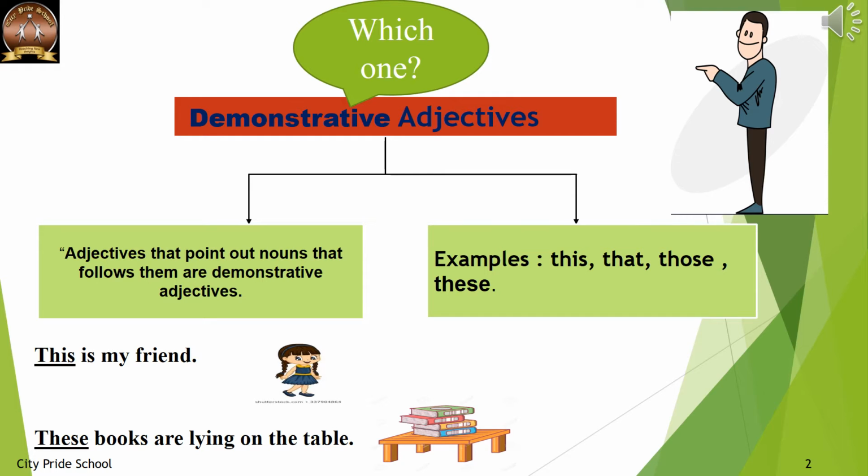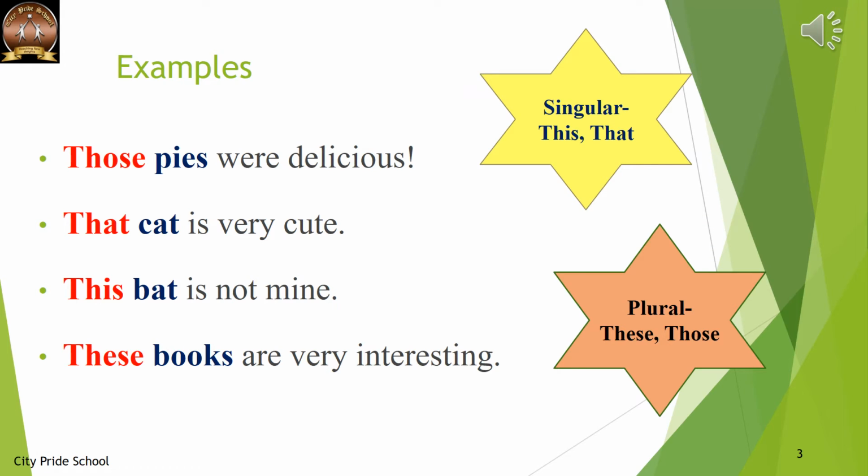For example, this is my friend. When you're pointing out a noun, which friend? This friend. So this is a demonstrative adjective. These books are lying on the table. Again, when you point out which books, which one? These books. So these is a demonstrative adjective. More examples for demonstrative adjective.